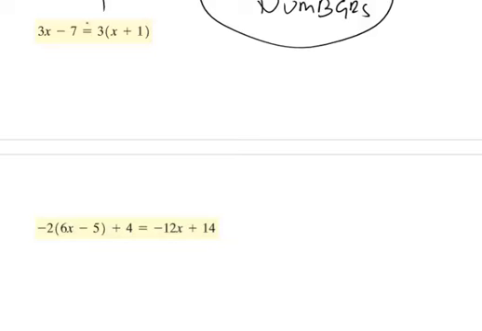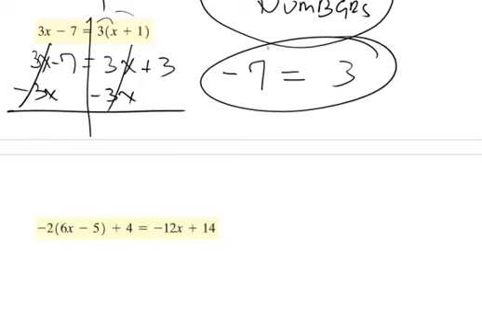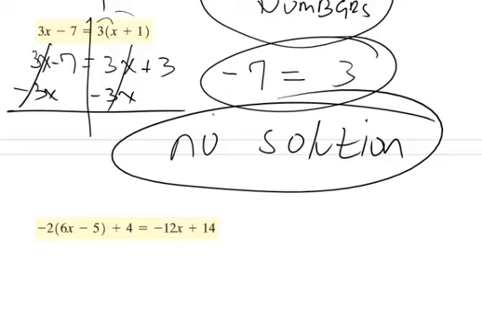Let's try the next problem here. If I do the same thing, if I draw my line and distribute my 3, I have 3x minus 7 equals 3x plus 3. If I minus 3x on both sides, I want you to notice now I have negative 7 is equal to 3 because my 3x's cancel. Now that isn't true. So if all my x's cancel out and end up with something that's not true, what we say here is that there is no solution.